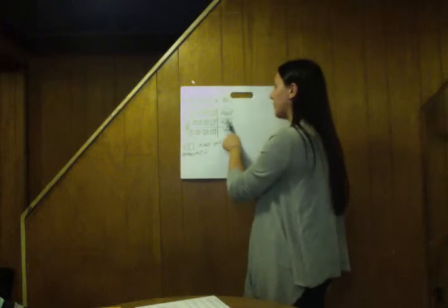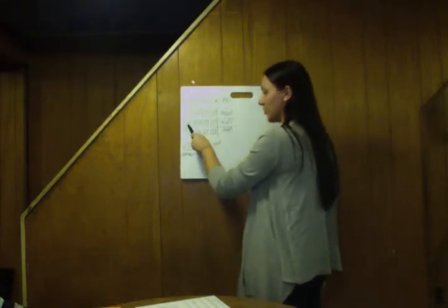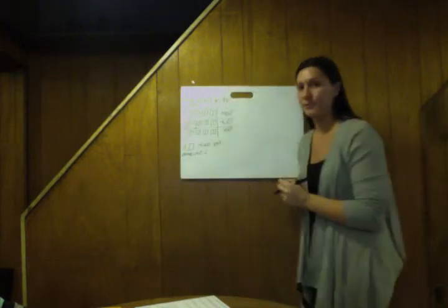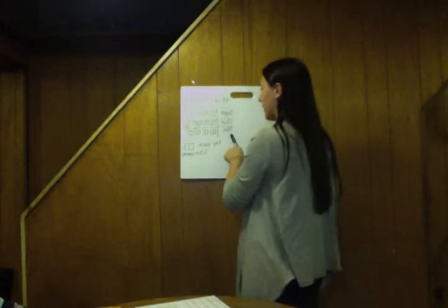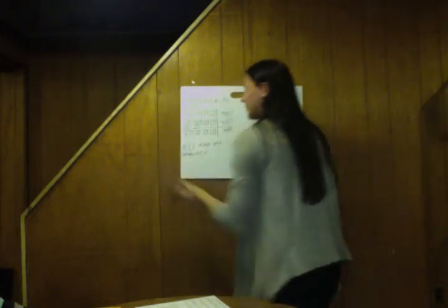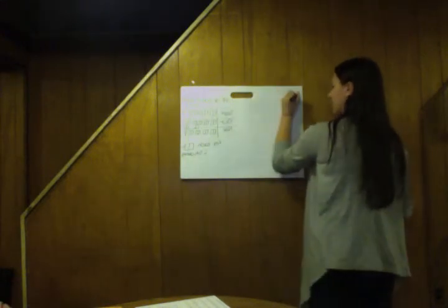For October, we have 2, 4, 6, 8, 10, 12. So there's 12 books for the month of October. And the next is November. So we're going to have 2, 4, 6, 8. So we have 8 books for the month of November. So we'll look at question number 1.